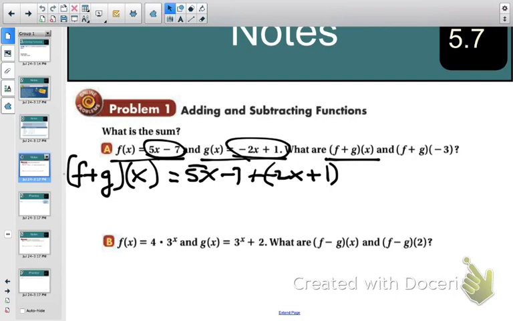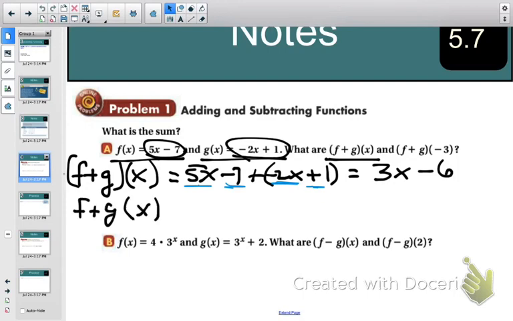I can just combine my like terms. So 5x plus negative 2x gives us 3x. And then negative 7 plus 1 gives us negative 6, so 3x minus 6. So I say f plus g of x equals 3x minus 6. Okay, and then the next part says, what is f plus g of negative 3?